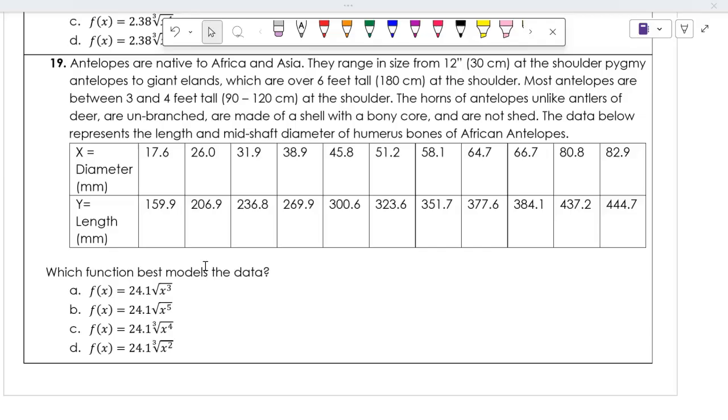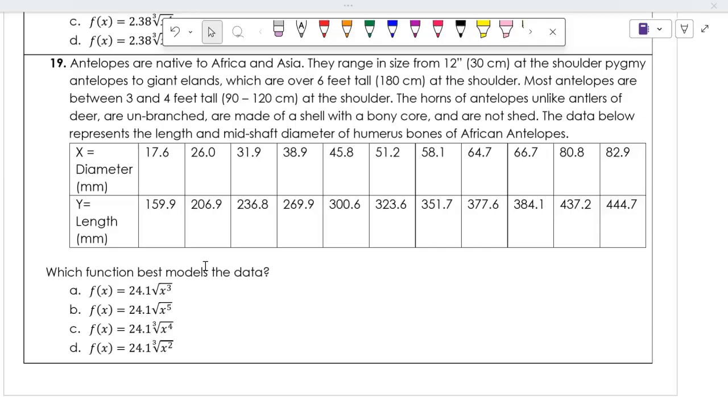Antelopes are native to Africa and Asia. They range in size from 12 inches at the shoulder, pygmy antelopes to giant elands, which are over 6 feet tall at the shoulder. Most antelopes are between 3 and 4 feet tall at the shoulder. The horns of antelopes, unlike antlers of deer, are unbranched, are made of shell with a bony core, and are not shed. The below data represents the length and mid-shaft diameter of humerus bones of African antelopes. Okay then.